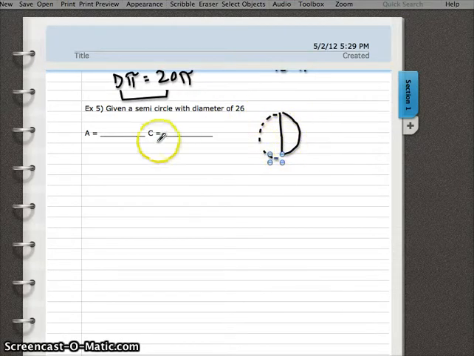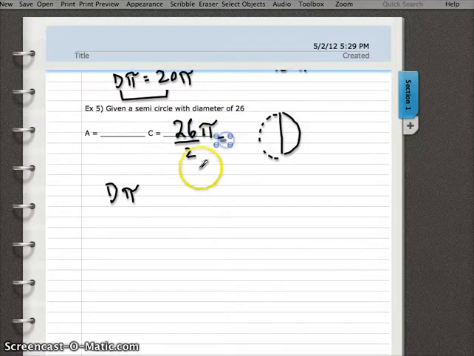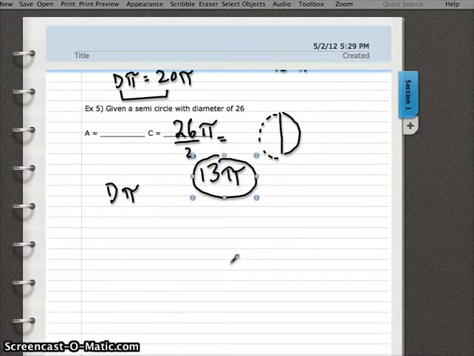So let's say we're given a diameter of 26, and that doesn't matter whether it's a full circle or a half circle, it's going to be the same thing. It doesn't change. So the circumference would be diameter times pi, or just 26 pi divided by 2, because it's a half circle, so we would get 13 pi. That's our final circumference.